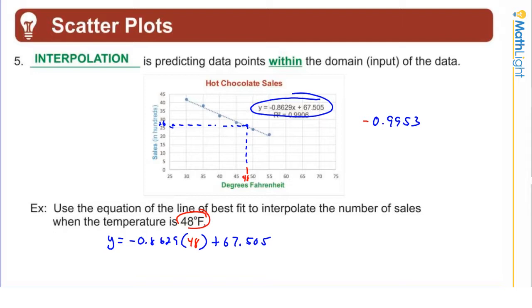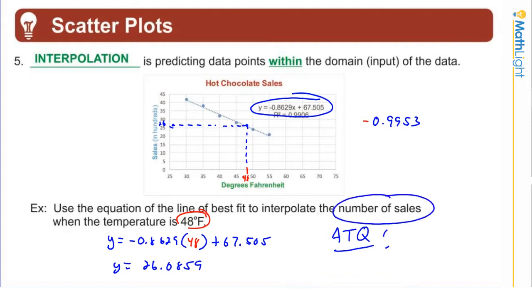And once you input that data, use your calculator, punch it all out, you're going to get 26.0859. Oh, hey, I was pretty close when I said 26, right? It's 26.0859. Now, let's be careful. I always tell my students to make sure they ATQ, which means answer the question. So what does the question say? Interpolate the number of sales. Okay, well, y is 26.0859, but how many sales is that?